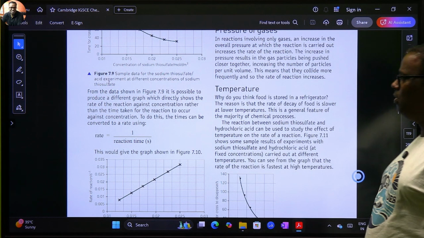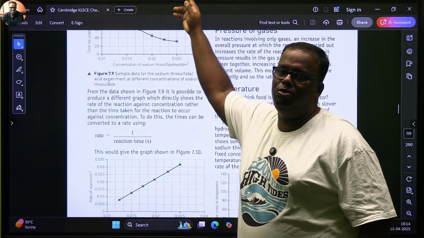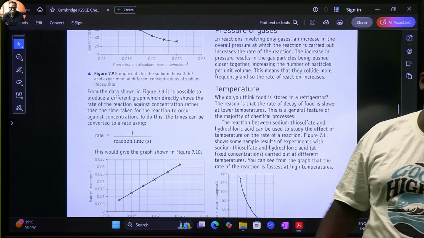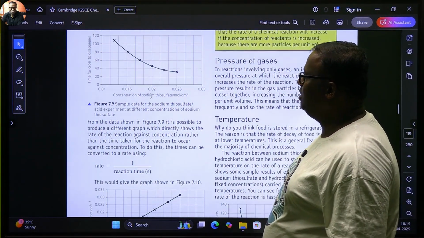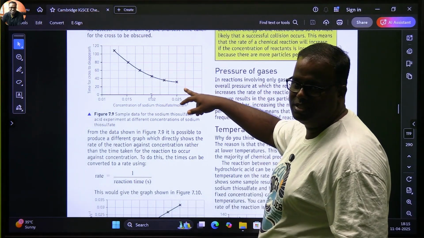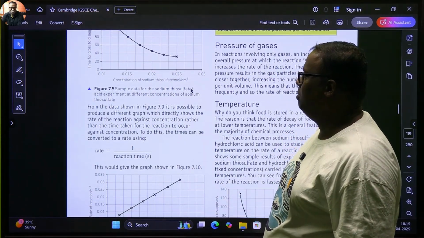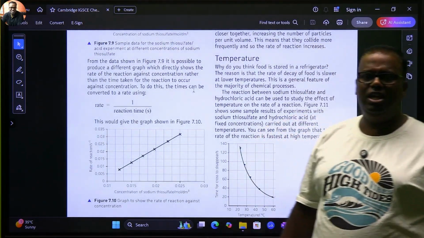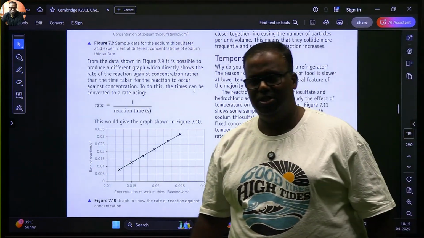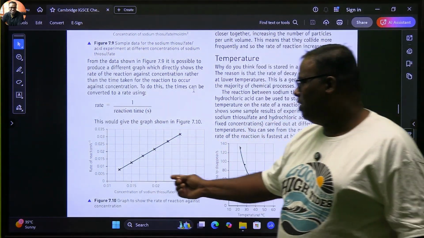Why did they do 1 upon reaction time? Because if you do 1 upon reaction time, this graph now flips. Did you see the beauty of it? With reaction time, the graph is like this. If I make it 1 upon reaction time, the graph will flip up. So it makes it easier for me to understand. And rate is always divided by time, so this is also divided by time. So in this graph, I get to understand very nicely.